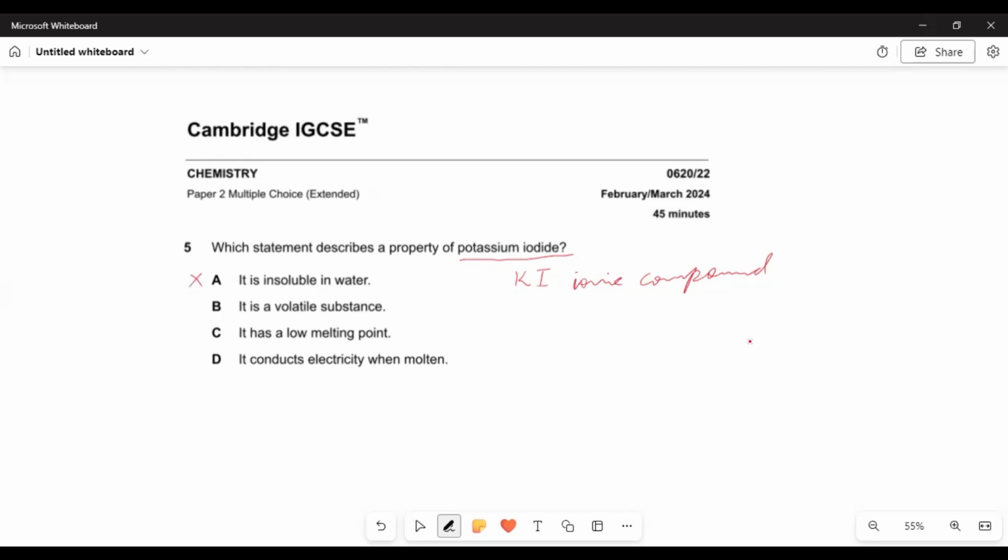It is a volatile substance. Ionic solids are not volatile. It has a low melting point. So remember that ionic solids and giant covalent solids have high melting points. It conducts electricity when molten. Yes, it conducts electricity when molten or in aqueous state, but does not conduct electricity in solid state.